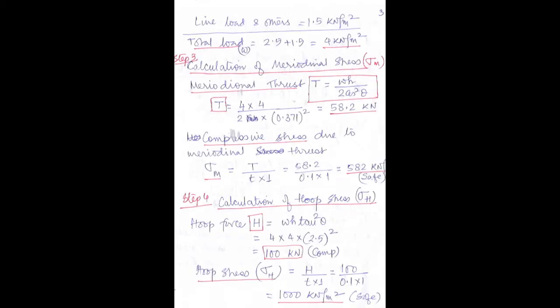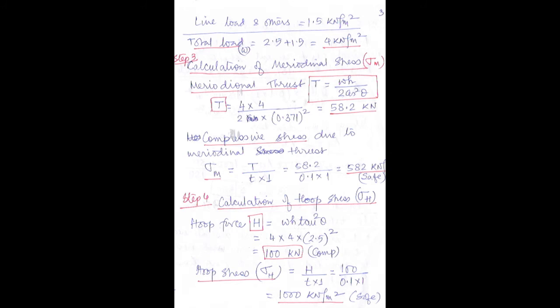Now the live load and other load is given in the question as 1.5 kilonewton per meter square. So what will be the total load? Total load will be the self weight plus this live load and others. So it will be 2.5 plus 1.5, that is 4 kilonewton per meter square. Our step 2 is done.